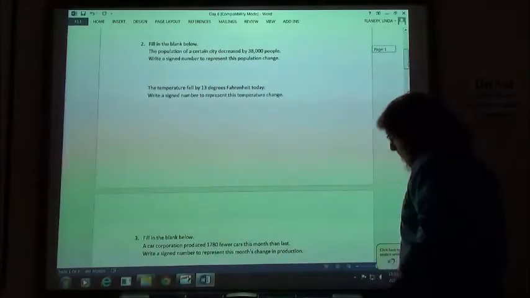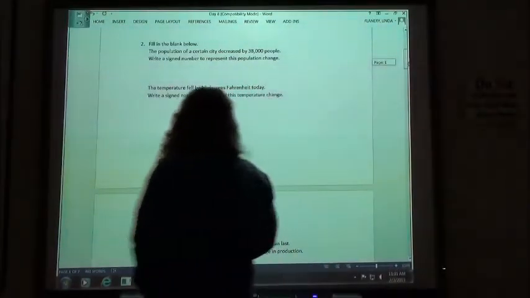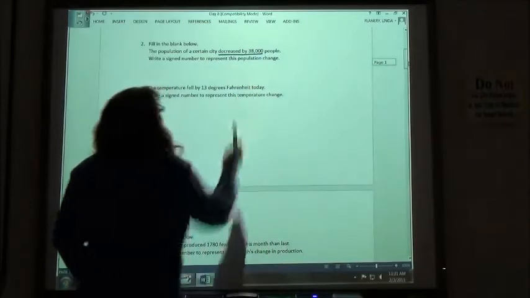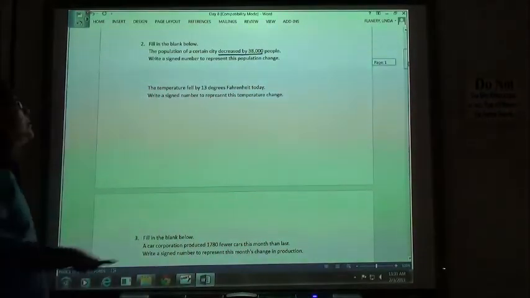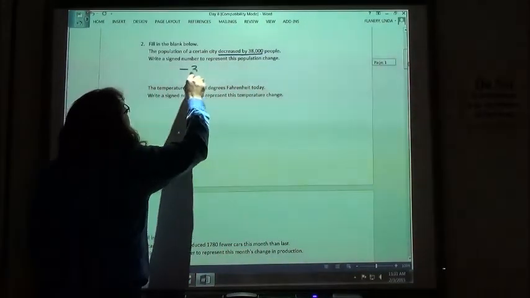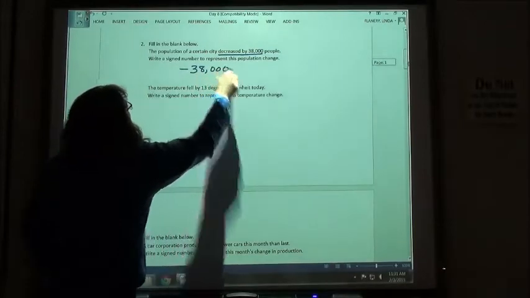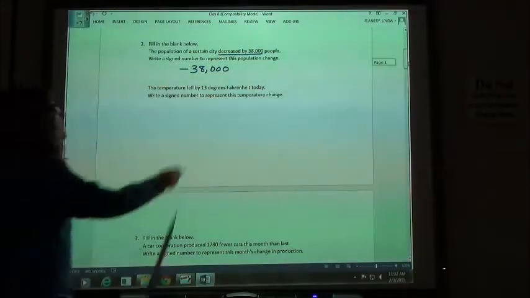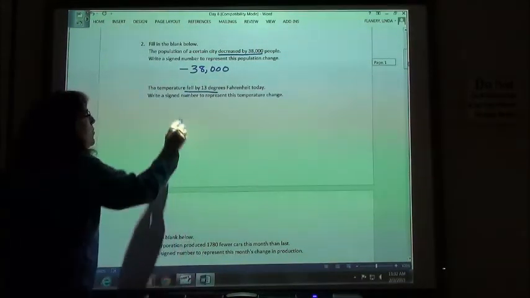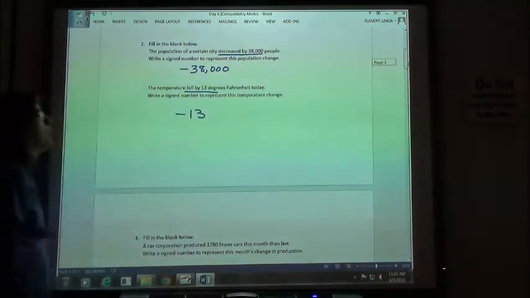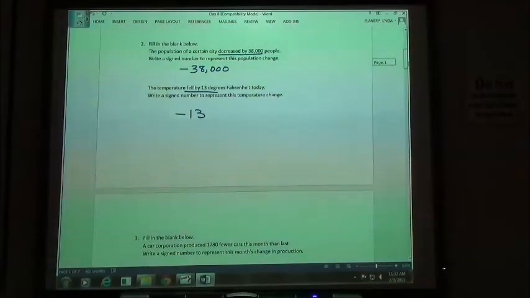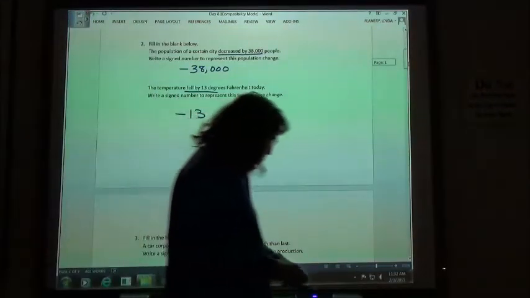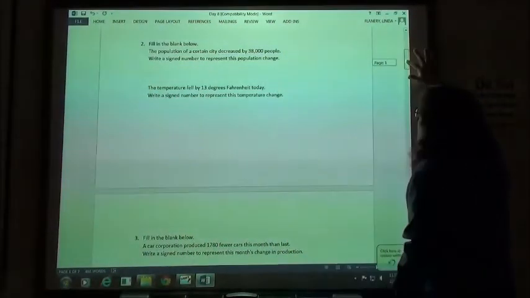Number 2 says the population of a certain city decreases by 38,000 people. Again, this one decreases, so we want to show it as a negative number. So negative 38,000. The second part, the temperature fell by 13 degrees Fahrenheit. If the temperature fell, it went down. So negative 13 is how we're going to represent that the temperature fell by 13 degrees Fahrenheit today. Go ahead and do number 3 while I move the board.